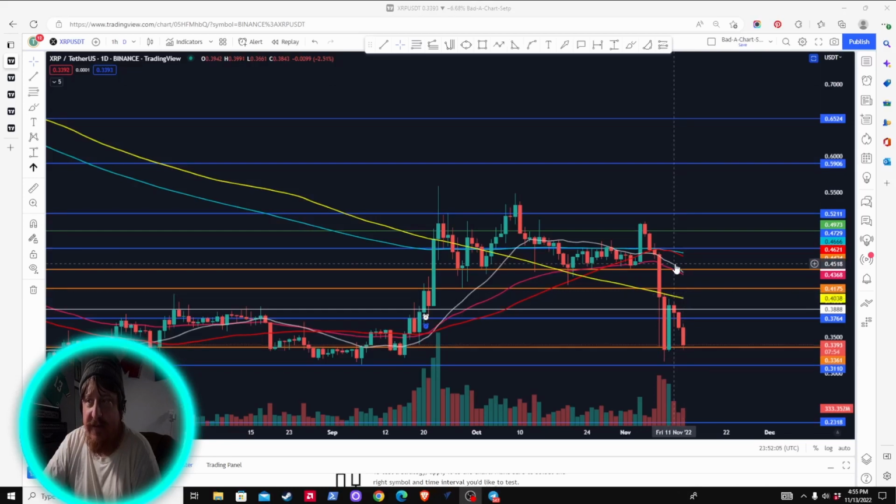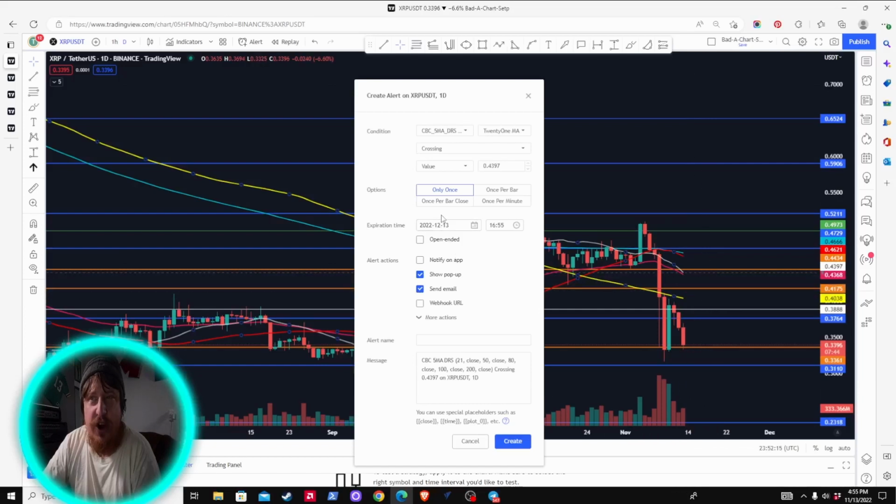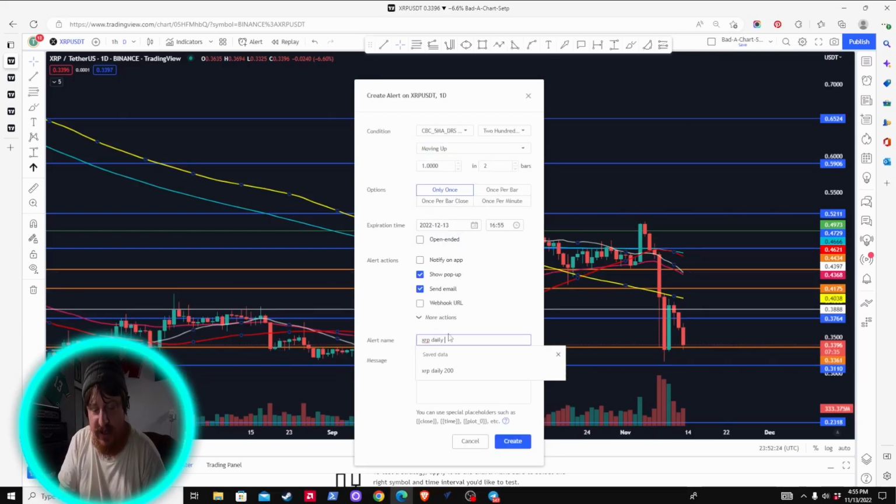Now, if the 50 and the 21 were close to price action or below the 200, I would actually set alerts on all of them, just like I did the weekly. In this case, I'm going to right click on the yellow simple 200 moving average on the daily. Again, make sure it's saying 200 in the drop down box, moving up, and we're going to type on there XRP daily 200 SMA, and then I'm going to click create.